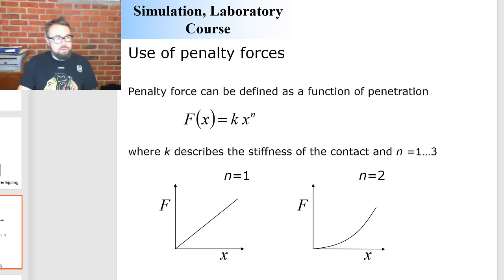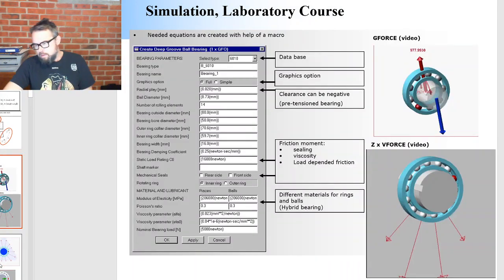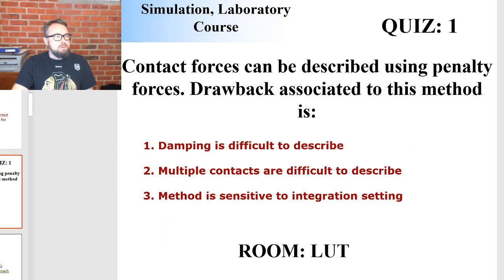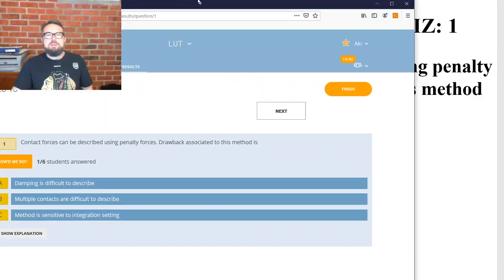And now let's go back to this one here. So I have here the first in-class quiz, and now I'm able to see how many participants I have today. So contact forces can be described using penalty forces. Drawbacks associated with this method: damping is difficult to describe, multiple contacts are difficult to describe, and the method is sensitive to integration settings.